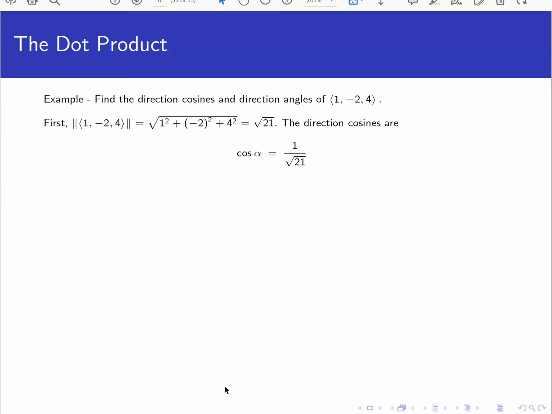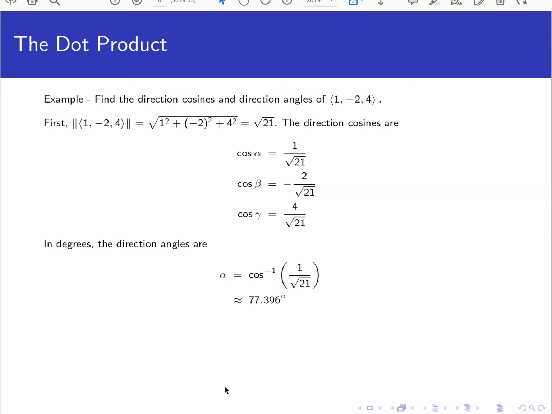So the direction cosines of each of them are the respective components divided by the magnitude. For the cosine of alpha, the direction cosine for the x-axis, we have 1 over root 21. For the one for the y-axis, for beta, we have negative 2 over root 21. For gamma, we get 4 over root 21.